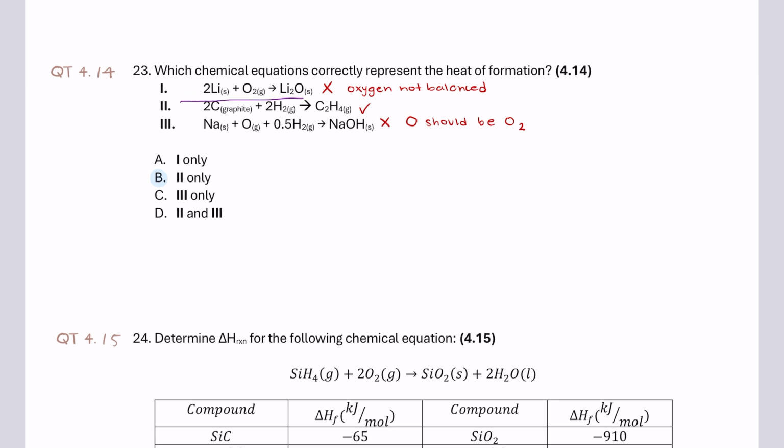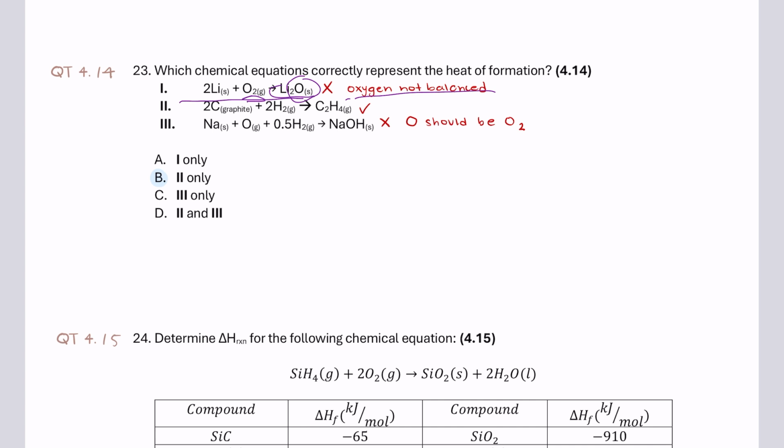Looking at equation 1, we see 2 moles of lithium solid react with 1 mole of oxygen gas to form lithium oxide, Li2O. But oxygen is not balanced here. 1 mole of oxygen gas provides 2 oxygen atoms, but in the product, we only see 1 oxygen atom. This means that the equation doesn't accurately reflect the formation of 1 mole of product from elements in their standard states with the correct stoichiometry. So equation 1 is incorrect.